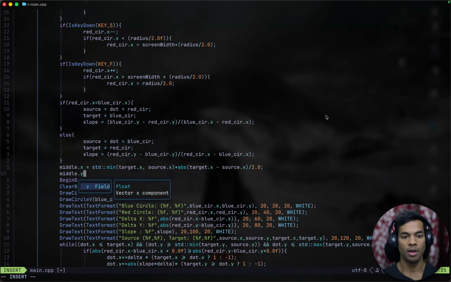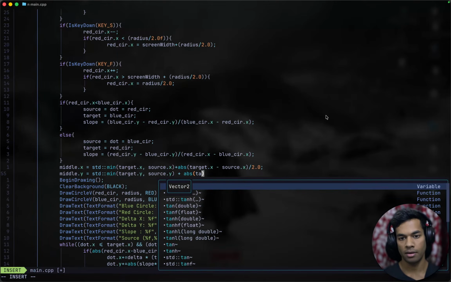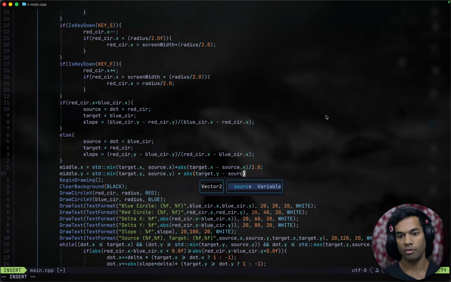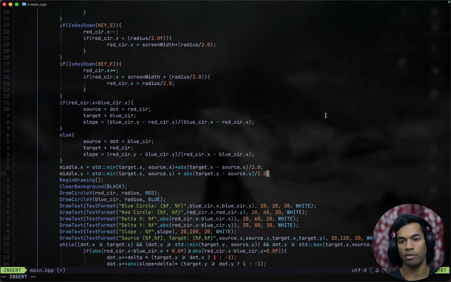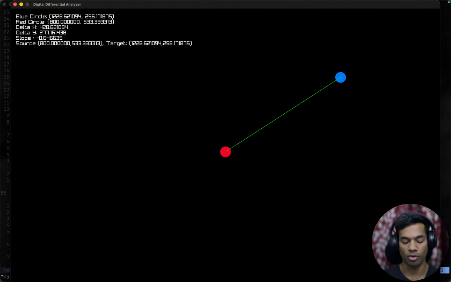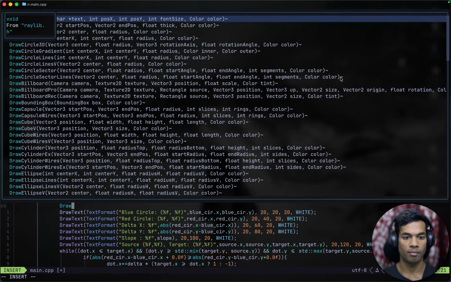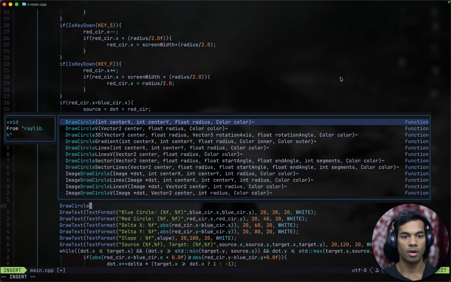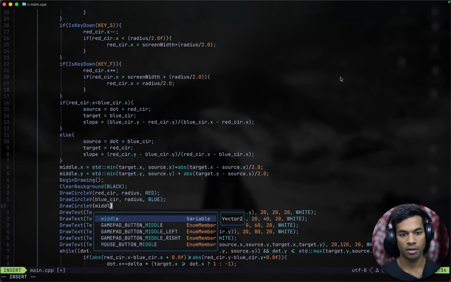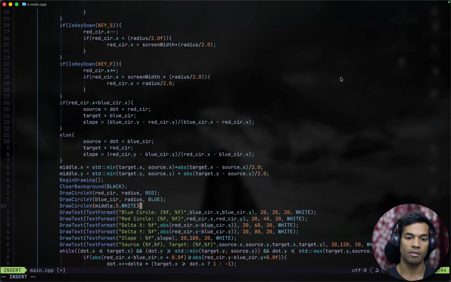And middle dot y will do the same thing. Take the minimum of target dot y comma source dot y and add target dot y minus source dot y divided by 2.0. That is nice. Should we also draw the circle after getting the coordinates? Yeah, begin drawing. Draw circle with a vector. The position is this, and the radius, let's say, is 5. Color is white.